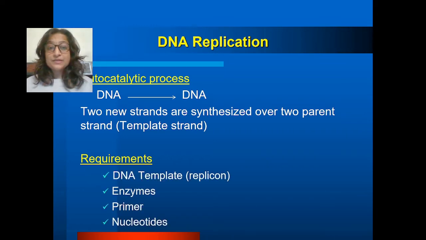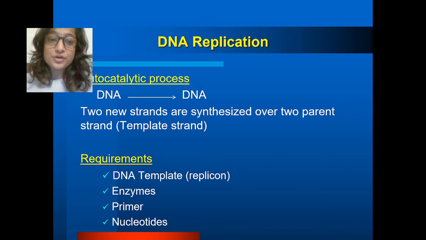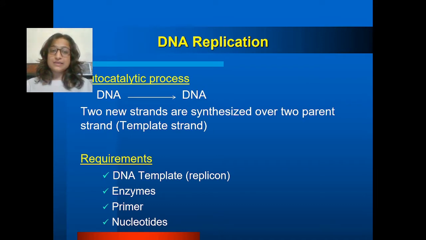So what are they? The very first important requirement is a replicon. This replicon is nothing but your DNA template. But yes, of course, there are certain features of the replicon. We will take it up in the next slides. Then you need a battery of enzymes, several enzymes whose main function is to do the replication, to synthesize a polynucleotide chain. We will see them one by one. And then you need a primer, of course, and the nucleotides, obviously, which are the building blocks of the polynucleotide chain.